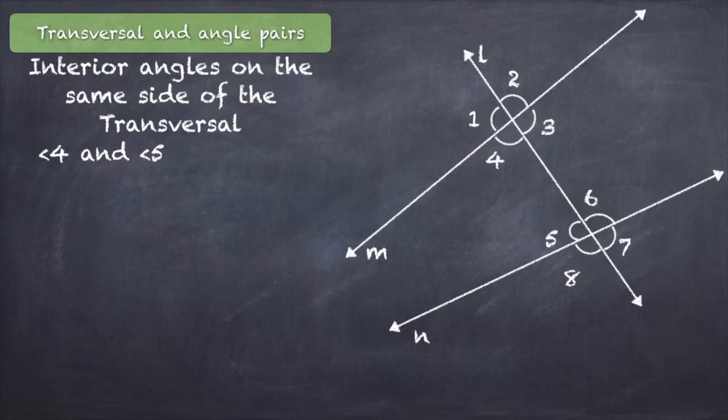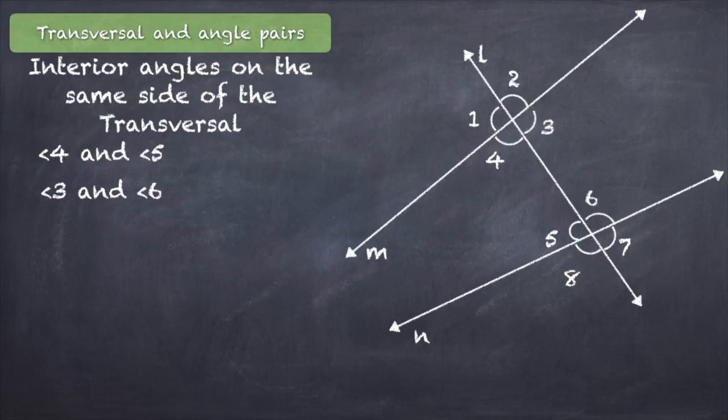Angle 3 and angle 6. Similarly, angle 4 and angle 5 also fall in the same category because both angle 4 and 5 are interior angles and they are on the same side of the transversal. So just recap the idea for yourself.